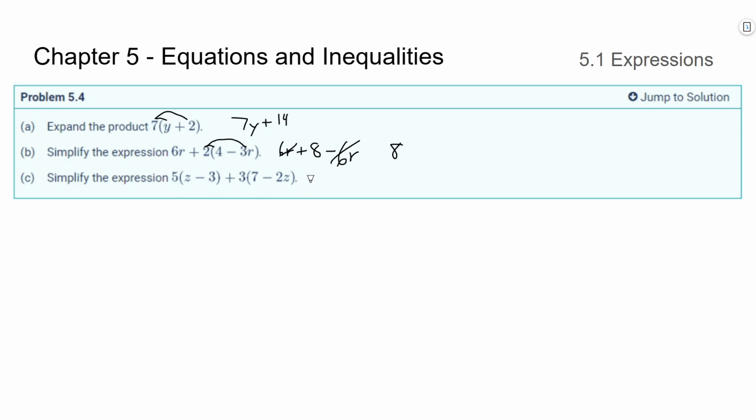Now simplify this. Once again, we'll distribute this 5. So 5z minus, again, 5 times negative 3 would be negative 15. Plus 3 times 7 would be 21. 3 times negative 2z would be negative 6z. All right, if we combine our z terms, looks like we have negative 1z. We can just say negative z. And negative 15 plus 21, the same thing as 21 minus 15, would be positive 6, plus 6. All right.